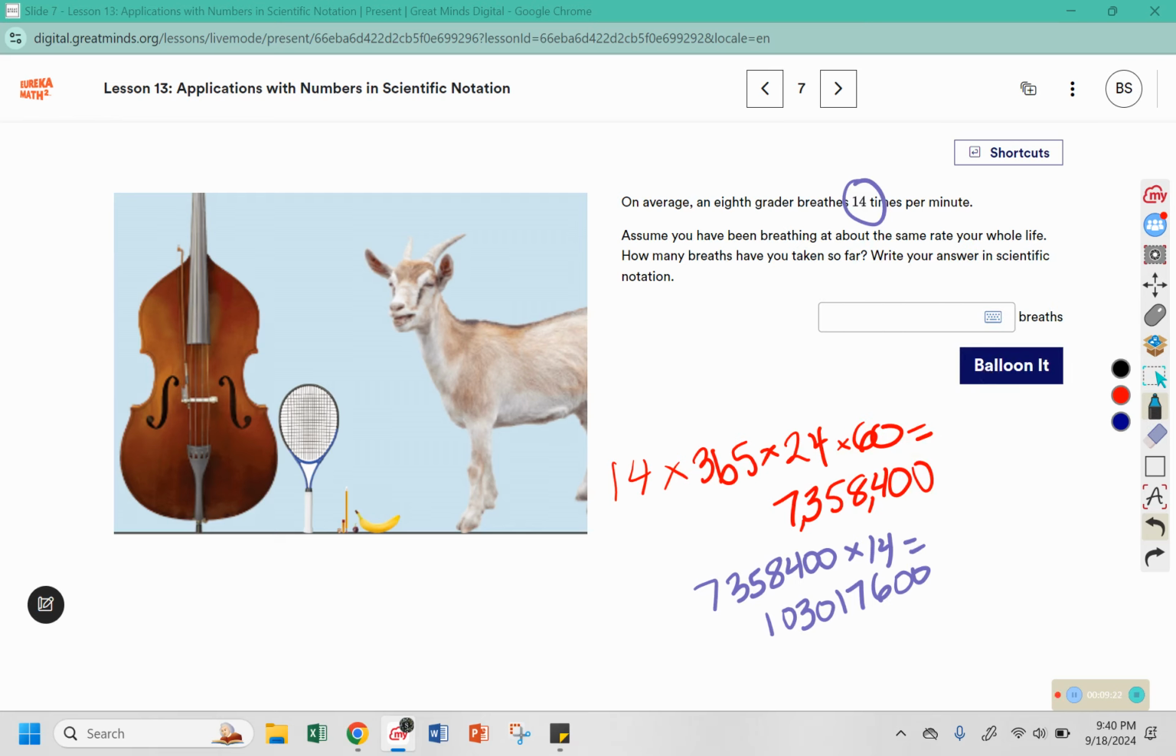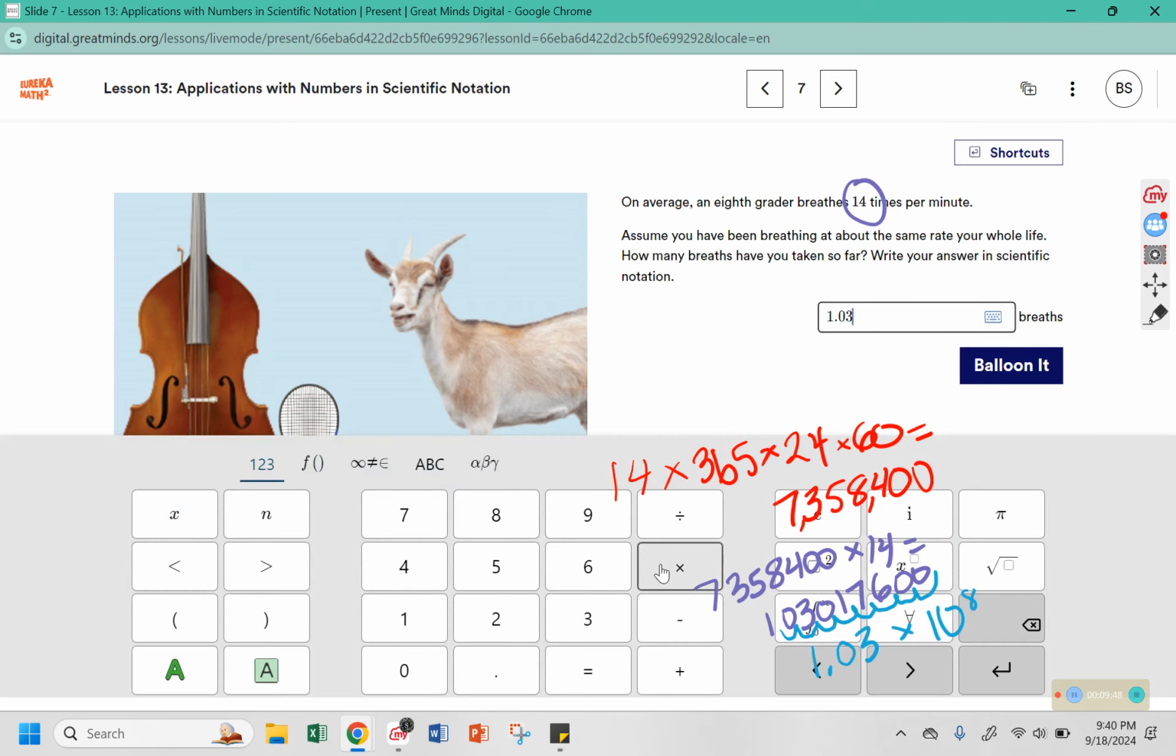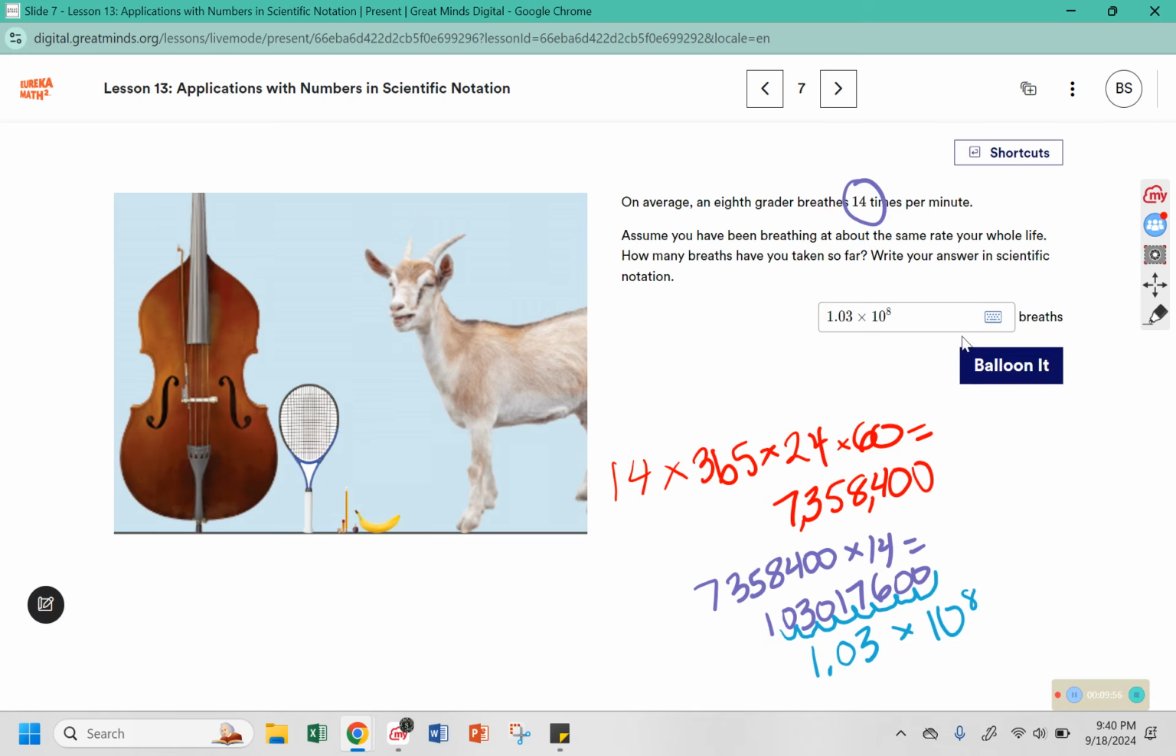This is just an approximation, so I'm going to do 1.03 and just keep 2 decimal spots. And that would be times 10 to the 1, 2, 3, 4, 5, 6, 7, 8th power. And we're going to type it in that box. 1.03 times 10 to the 8th power. And now we're going to watch what happens with this many breaths and how big our balloon would be.